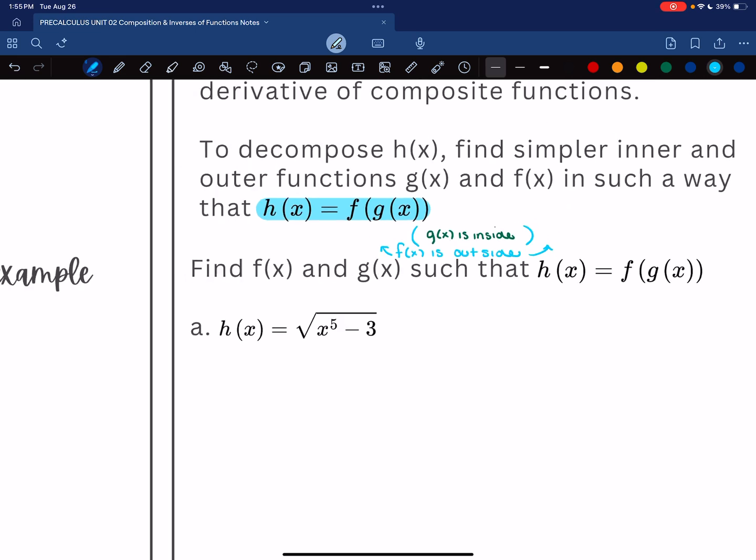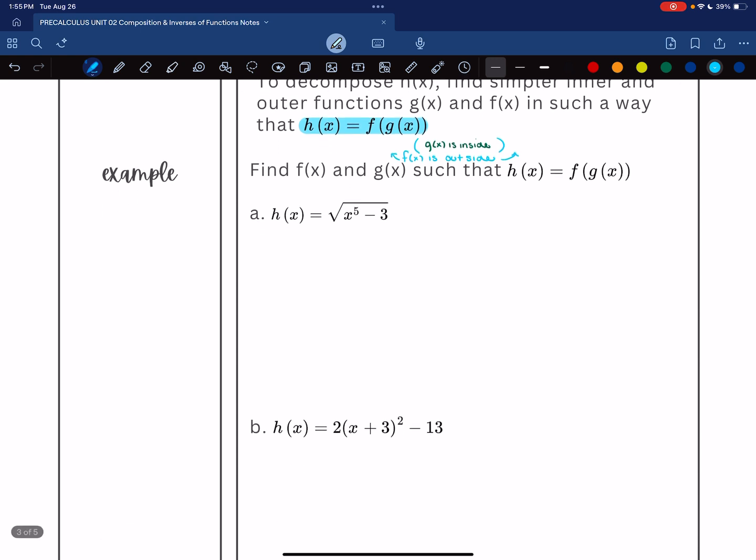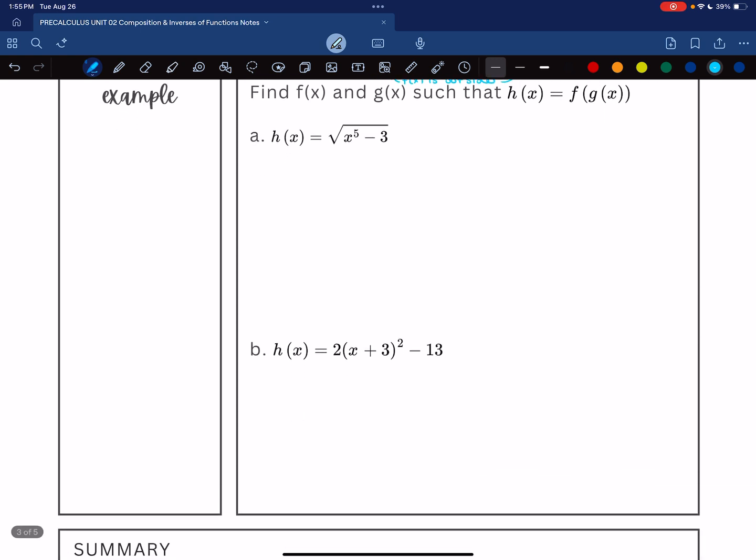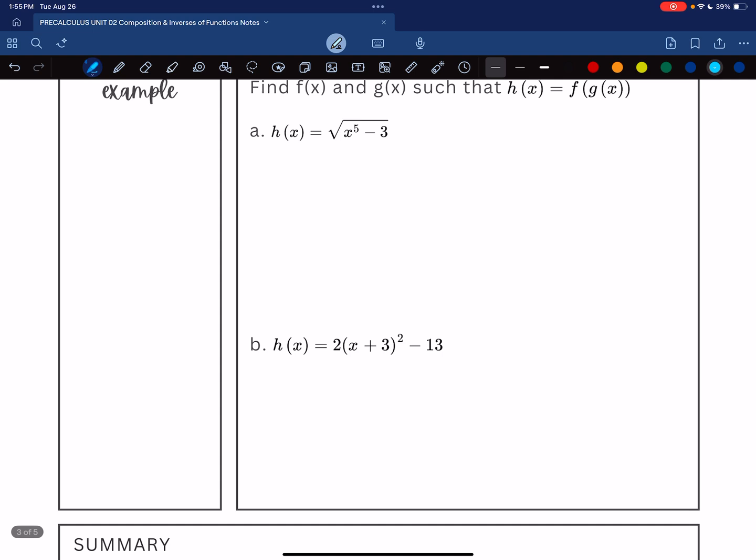So let's go ahead and look at these two examples here. What we're going to do is find f of x and g of x such that it follows that definition of the composition. What's always going to be easier is to first go ahead and state what your g of x function is. So if we're looking at this function here, let's try and look at what is a function inside of another function. What I'm noticing here, I'm going to highlight in green, is that I have this quintic function, this polynomial function, inside of a square root function.